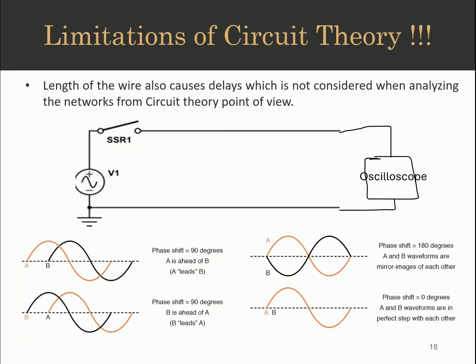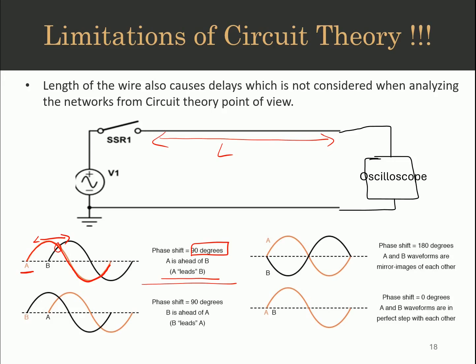Finally, what happens if we keep on increasing the length of the wire? Obviously, circuit theory tells us we are not concerned about increasing the length of the wire, but it is an important factor to keep in mind. And what happens is, if we increase the length of the wire, we may get a lag of the signal received at the output. For example, if signal A is something which we transmitted, and if we keep on increasing the length, the output might get delayed, and this is known as a 90-degree phase shift in terms of its phase, or it's a lag or a leading problem.